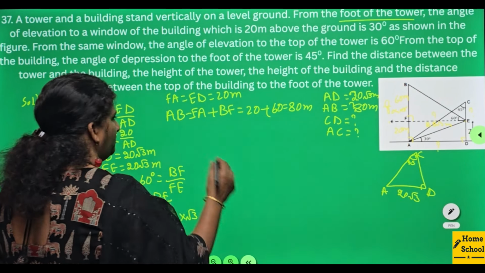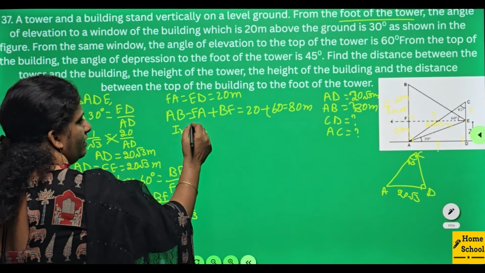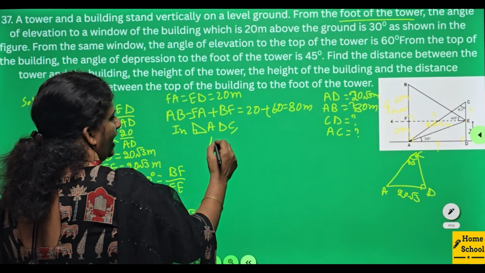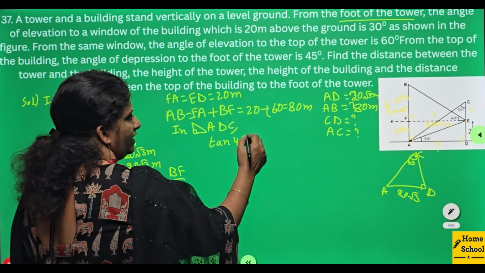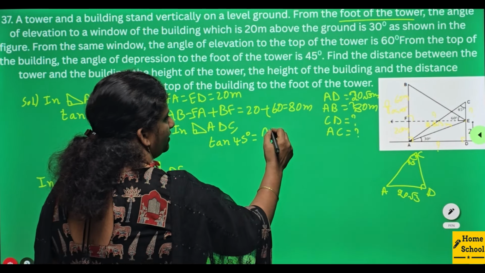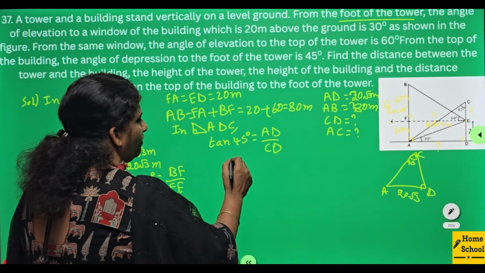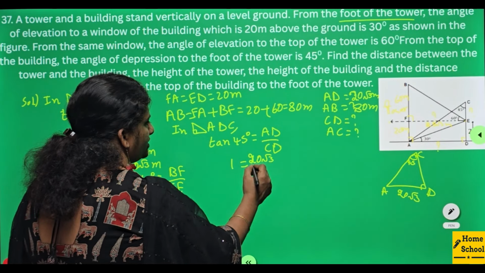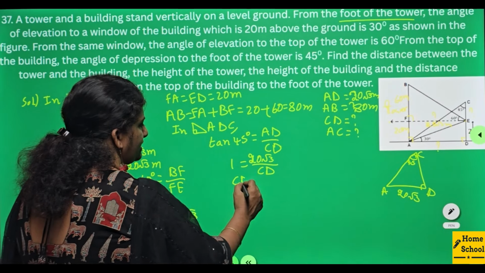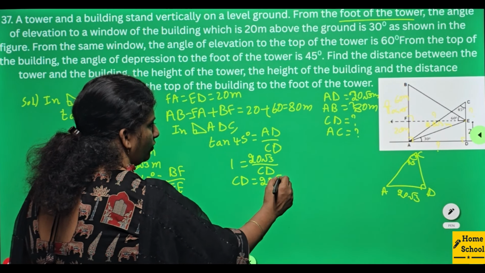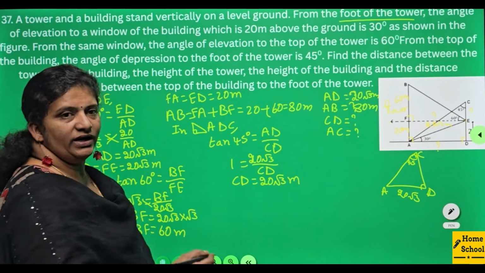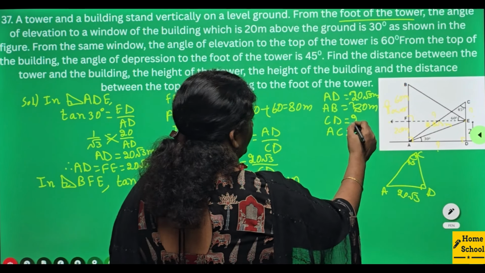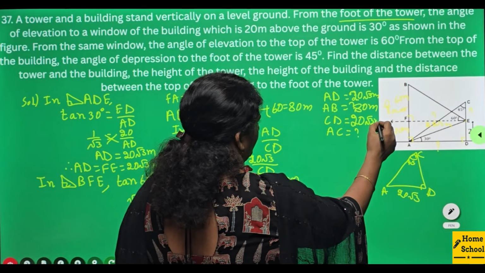Now, find CD. In right triangle ADC, tan 45 degrees is equal to opposite AD by CD. Tan 45 is 1. We know AD, what is that? 20 root 3. CD we don't know. Cross multiply. CD is equal to 20 root 3. CD is the building height. Therefore, the height of the building is 20 root 3 meters.